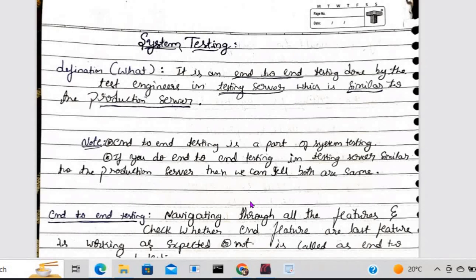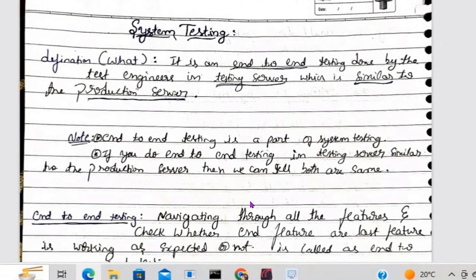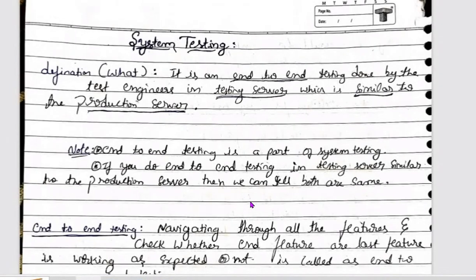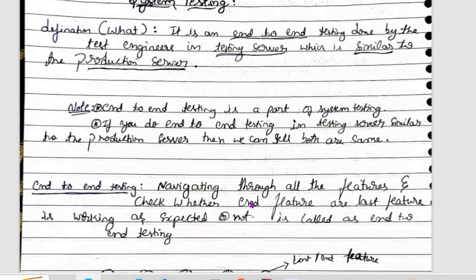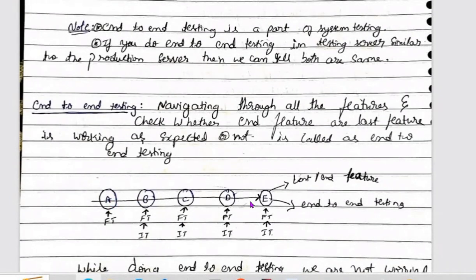The testing server belongs to the testing team, who will install the application and test it thoroughly there. As the definition says, it is an end-to-end testing done by the test engineer. From top to bottom, from first to last, we are testing that application. That's why it is called end-to-end testing. Note, end-to-end testing is a part of system testing. If you do end-to-end testing in a testing server similar to the production server, then we can say both are the same.